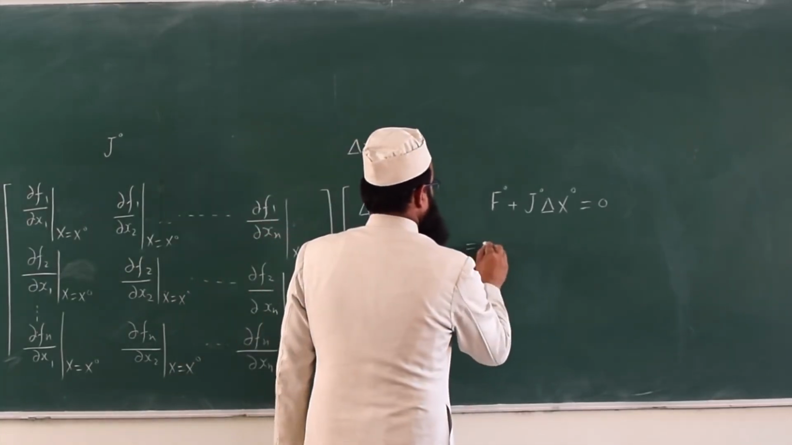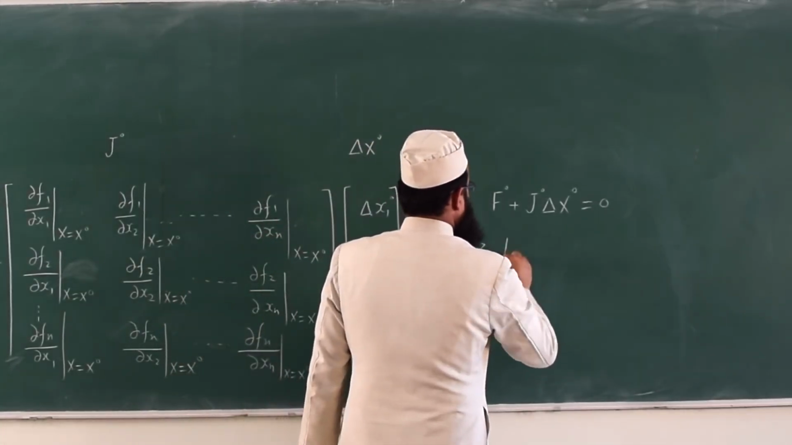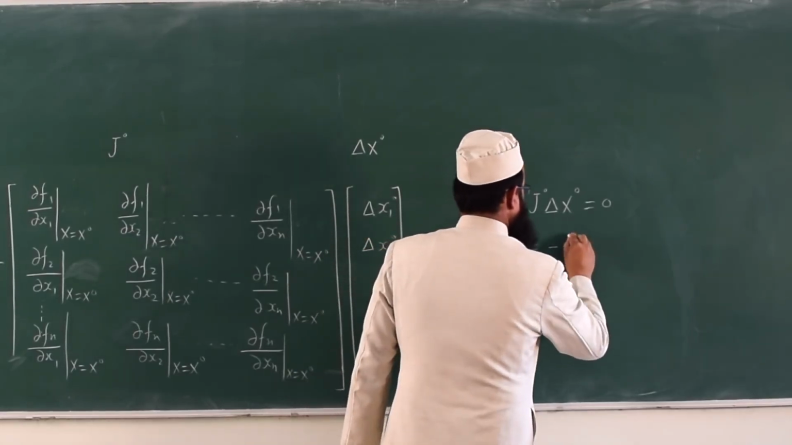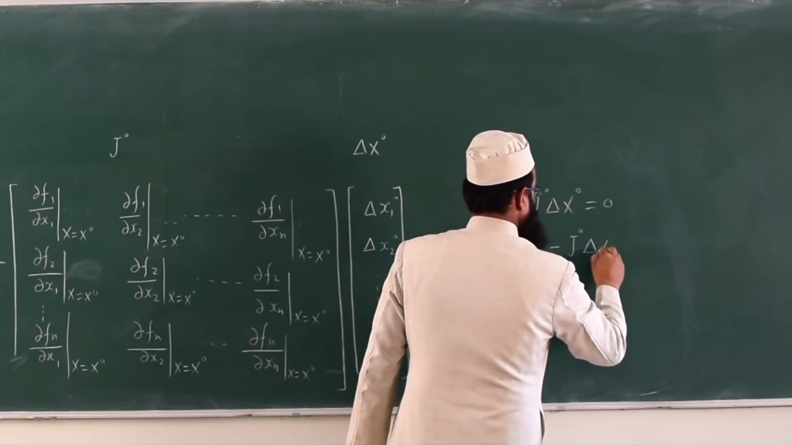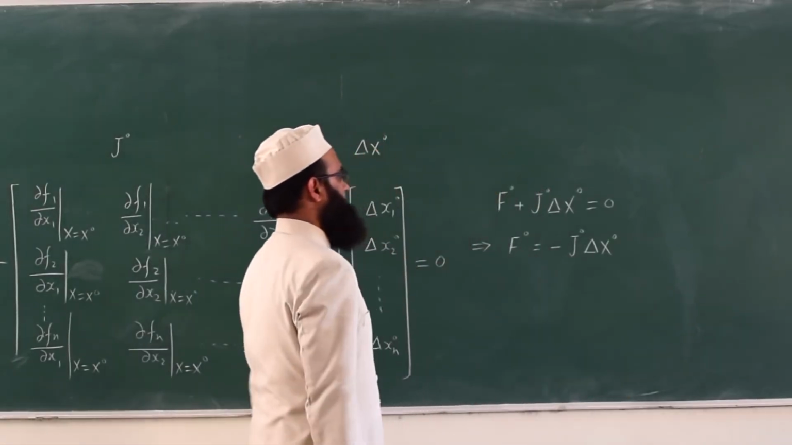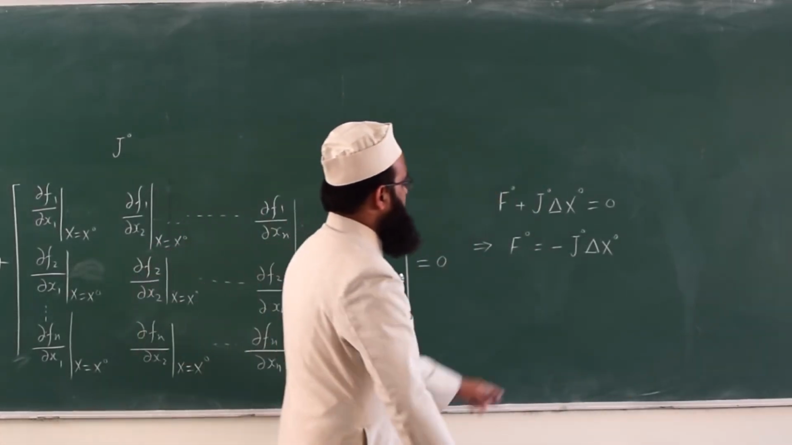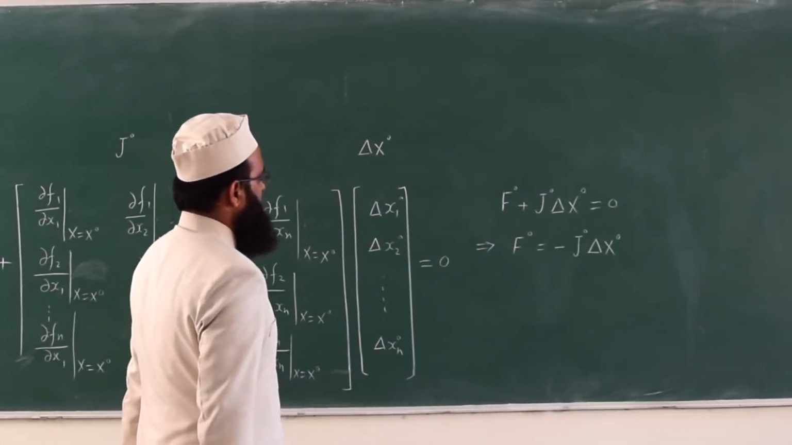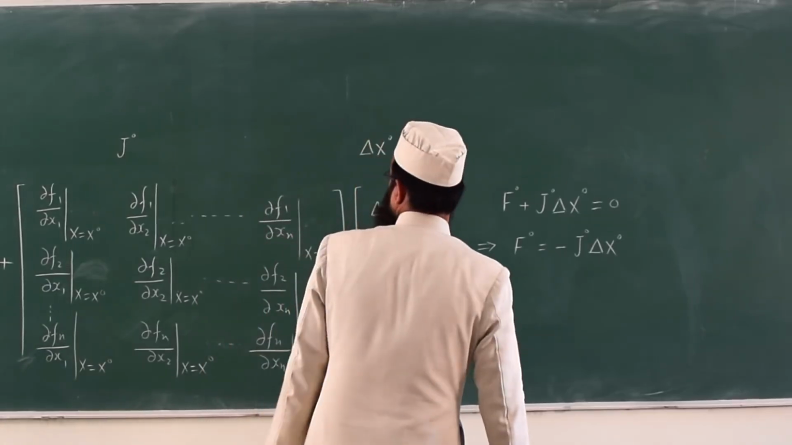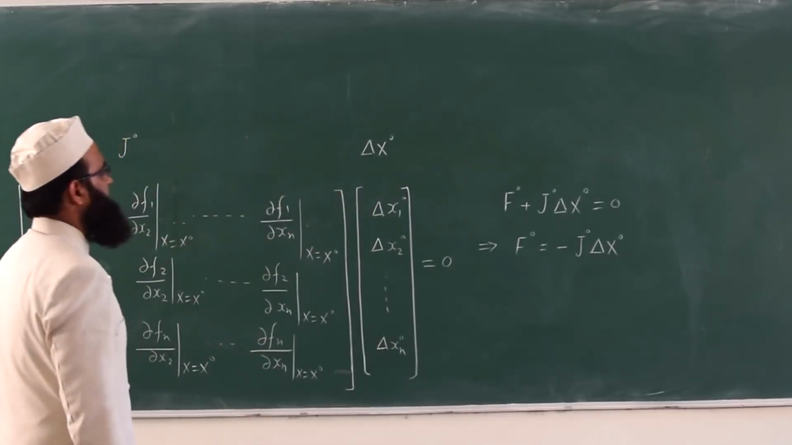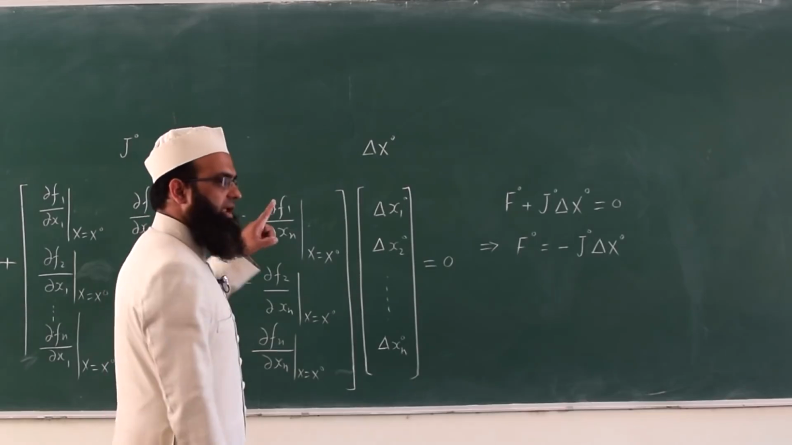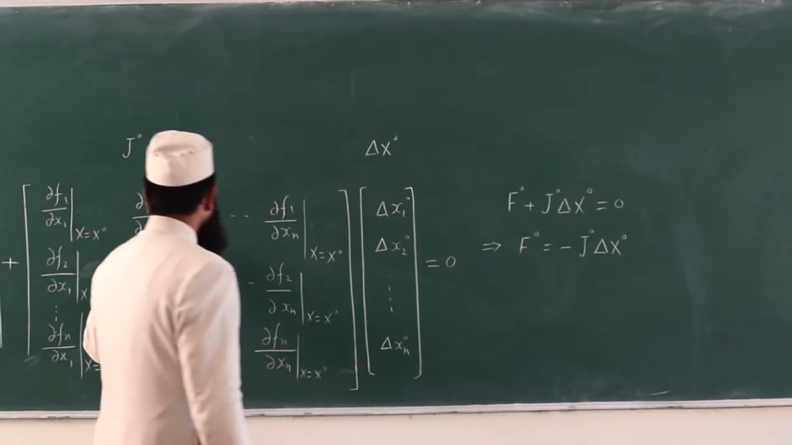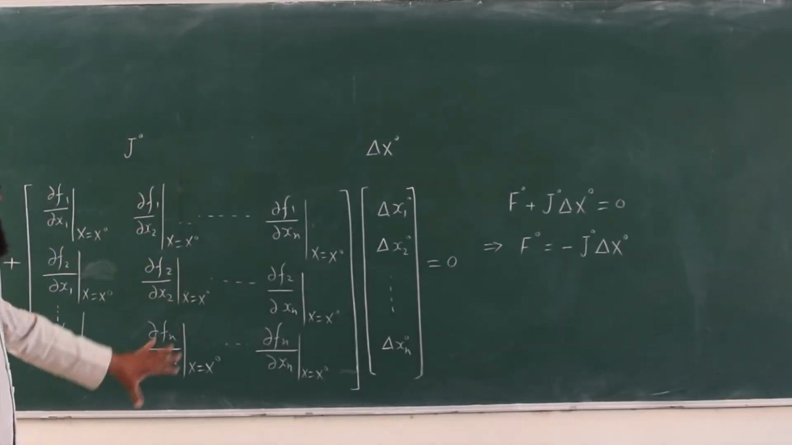or we can write f0 will be equal to minus J0 del x0, where J is the Jacobian matrix evaluated by taking partial derivative with respect to x, capital X the design vector, and evaluated at x equal to x0, this one.